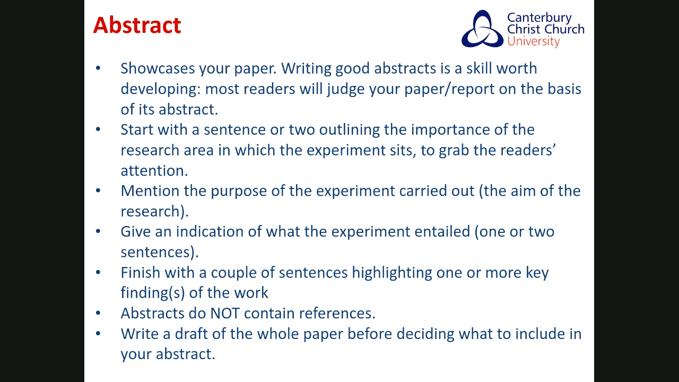Then typically you would mention the purpose of the experiment, the aim of the research, and literally your readers will expect something like "the aim of this research was to", and that's where you include the aim of the experiment. It's also important to give a brief indication of what the experiment actually entailed. The abstract is not the place to write a long-winded explanation of what you actually did in the lab, but it's worth including one or two sentences in which you give a brief indication of what you actually did.